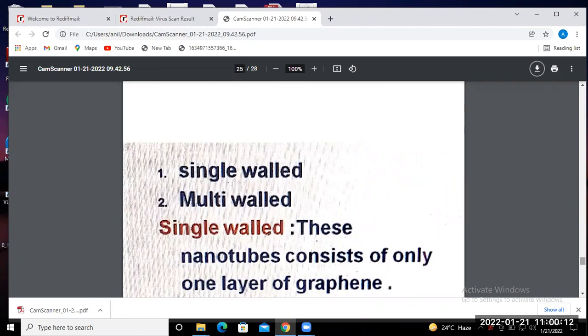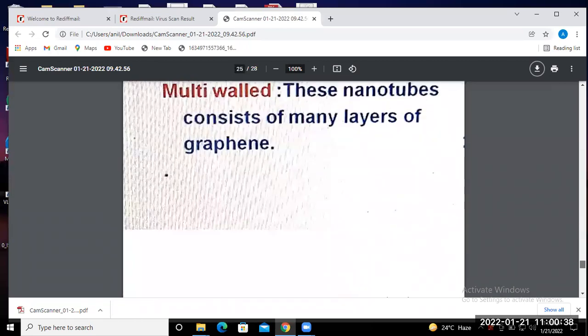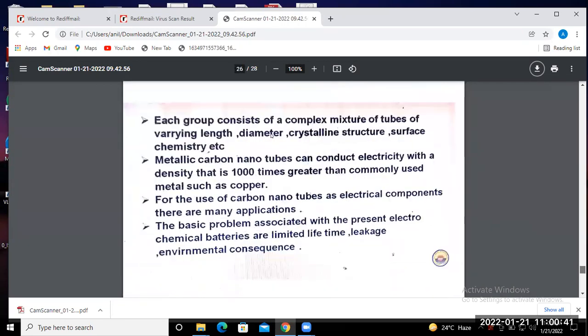Single wall, multi wall. What is the single wall? Single wall means these nanotubes consist of only one layer of graphene, and multi-wall nanotubes consist of many layers of graphene. So each group consists of a complex mixture of tubes of varying length, diameter, crystalline structure, surface chemistry, etc.